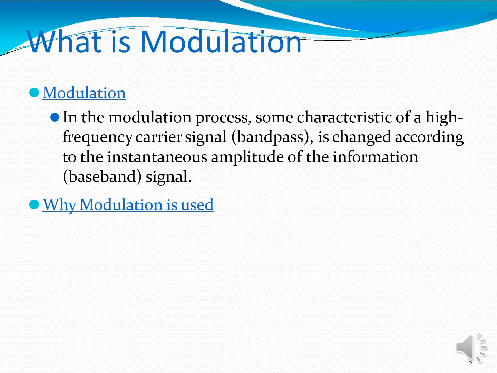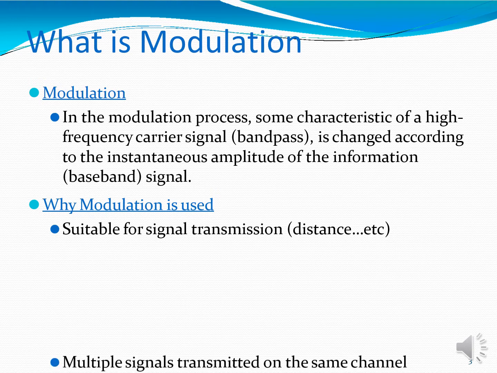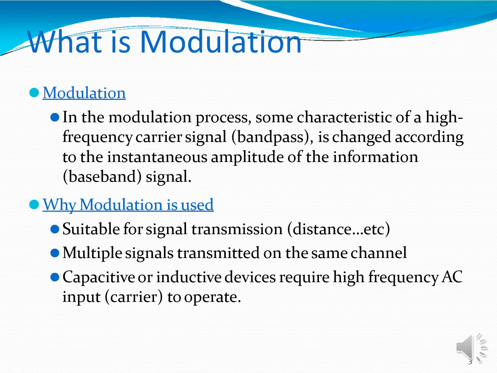So why do we have to use modulation? It is mainly suitable for signal transmission over long distances. Multiple signals can be transmitted on the same channel. Capacitive or inductive devices may require a high frequency input to operate. Then there is stability and noise rejection.